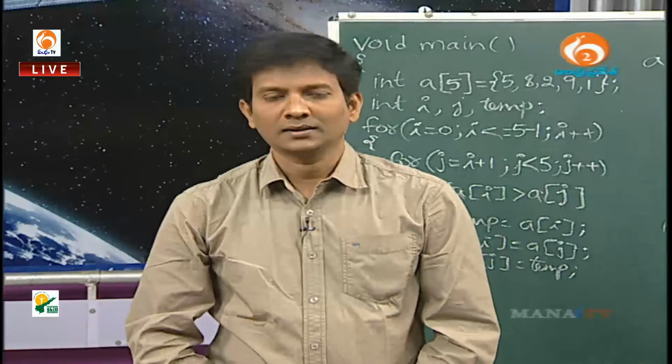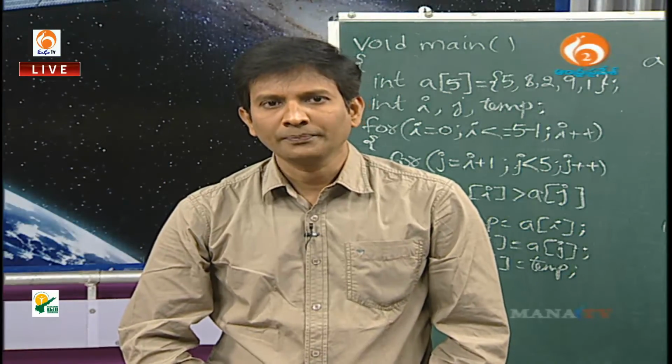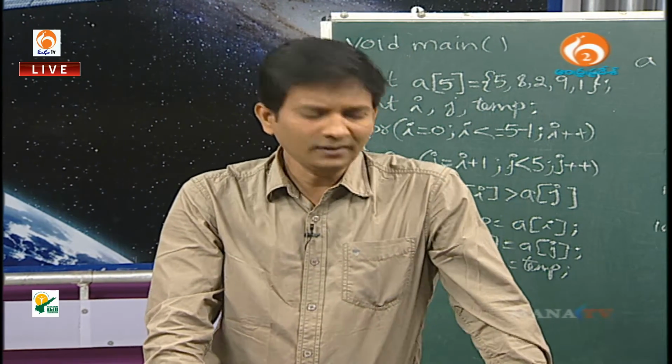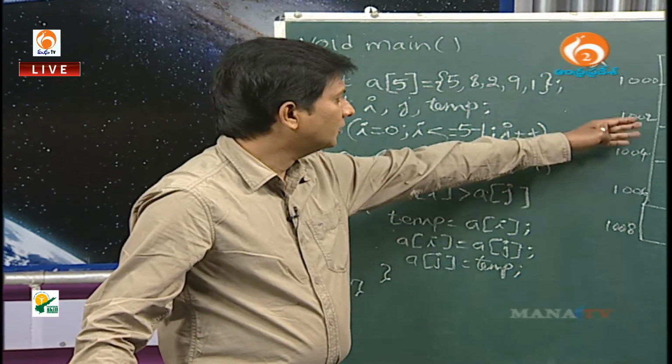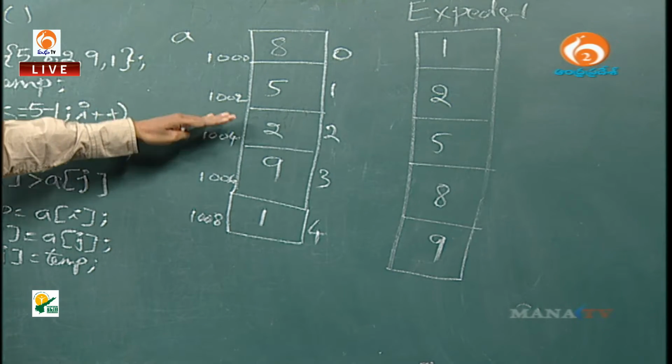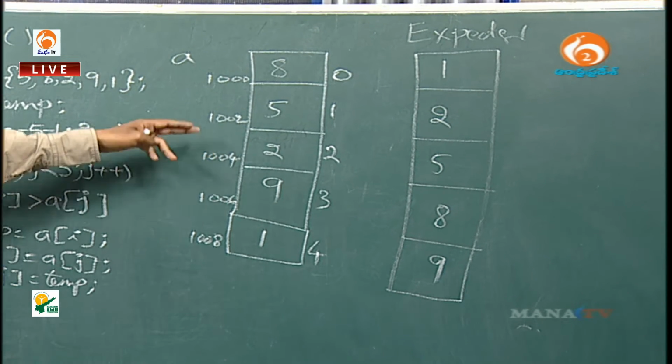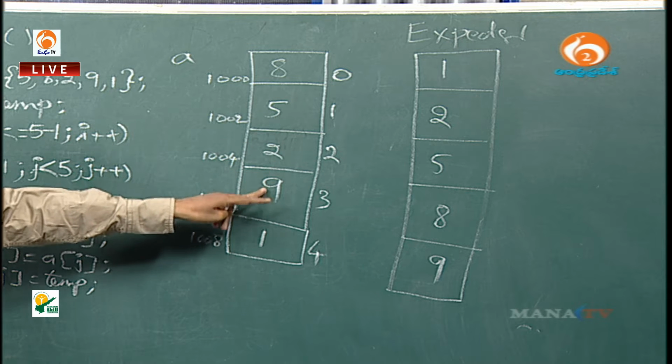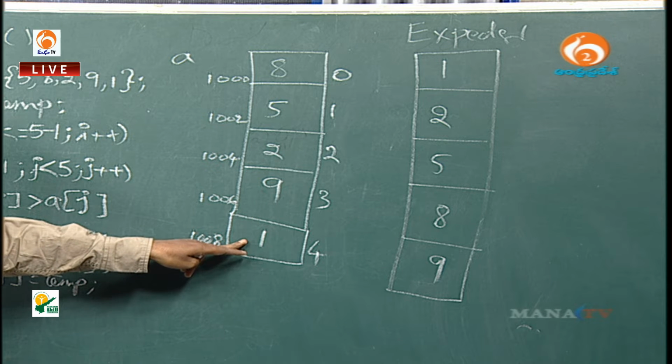Hi, today I'd like to discuss sorting techniques and string concepts. So, we are writing the program on sorting. Sorting means, for example, this is my input array. I have created this array and entered these values: 8, 5, 2, 9, 1. This is my input array, right?